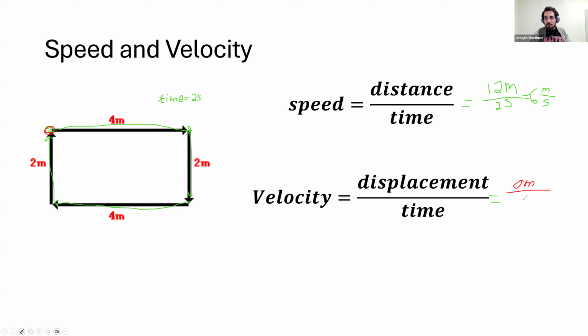And the time, well, the time was 2 seconds, right? But 0 divided by 2 is still 0, and then the unit is meter per second. So our measurement here has a number 0, our velocity has a number 0, and a unit meter per second. Now this is interesting. We ended up with 0 velocity.